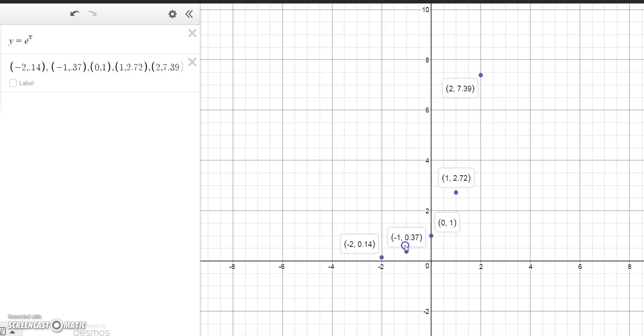And then if you connected those dots, it would actually give you this graph right here of e^x. So that's what the graph of that function looks like. And you'll notice it looks very similar to the graph of 2^x.